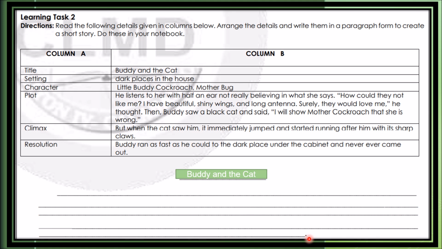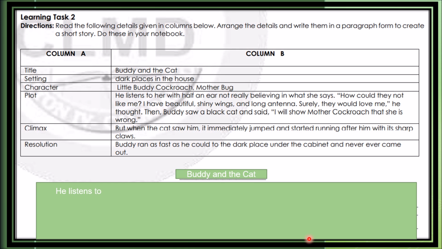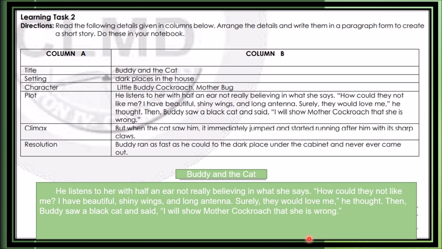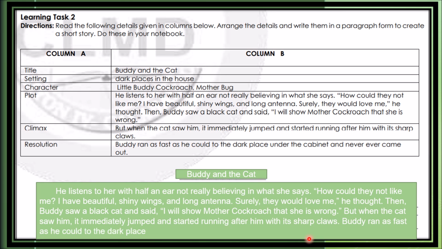This is the proper way of writing. He listens to her with half an ear, not really believing what she says. How could they not like me? I have beautiful shiny wings and long antennae. Surely they would love me, he thought. Then Buddy saw a black cat and said, I will show Mother Cockroach that she is wrong. But when the cat saw him, it immediately jumped and started running after him with its sharp claws. Buddy ran as fast as he could to the dark place under the cabinet and never ever came out.